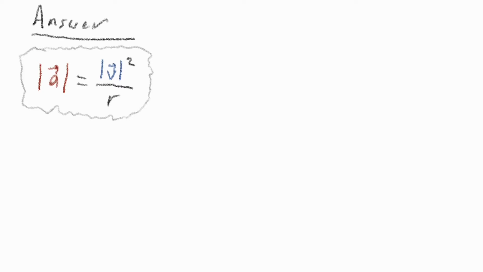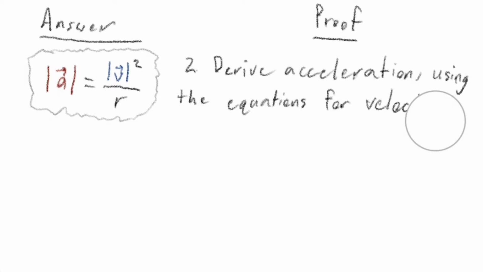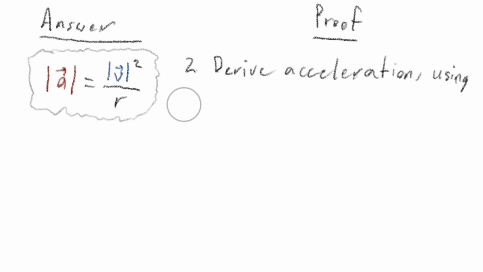This is the last video in our series explaining the magnitude of centripetal acceleration for uniform circular motion, and part 2 of the proof. In this video, we're going to derive the expression for the acceleration vector. We'll derive this from the velocity vector that we derived in the last video.